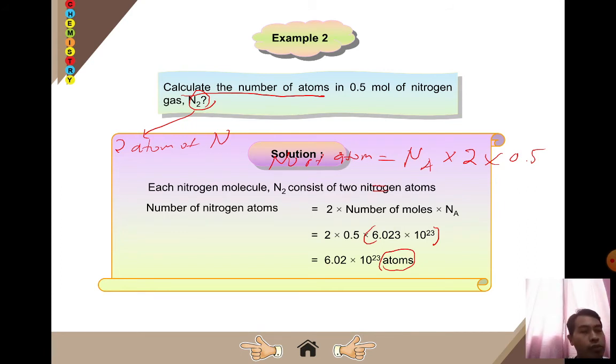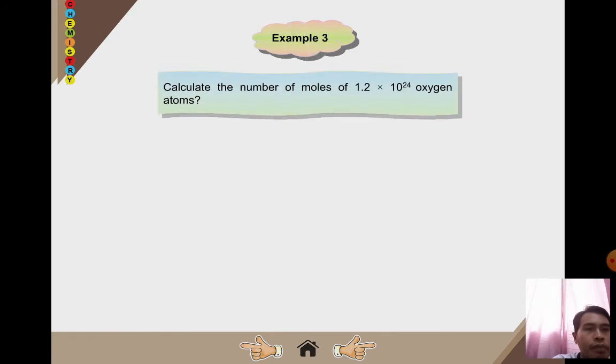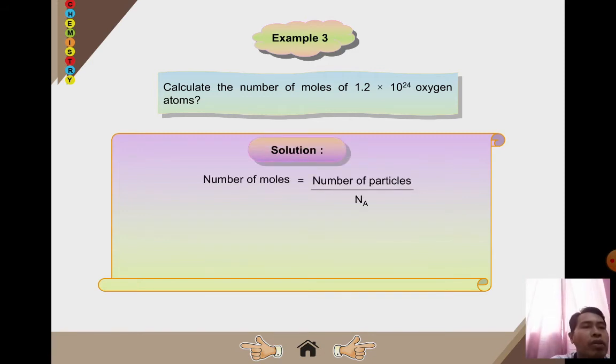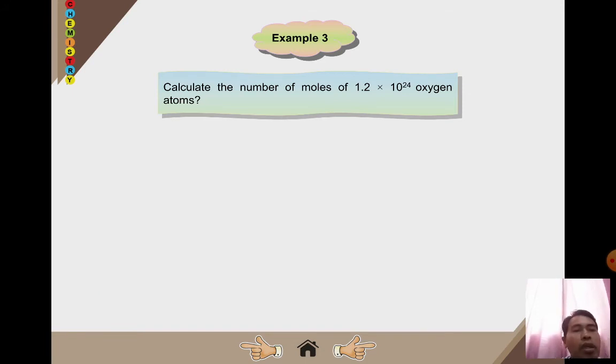Okay, so that's how you calculate the number of atoms and the number of particles. Number of atoms, number of particles and the number of molecules. Calculate the number of moles of 1.2 times 10 to the power of 24 oxygen. Okay, ni simple lah. Dia nak number of moles.